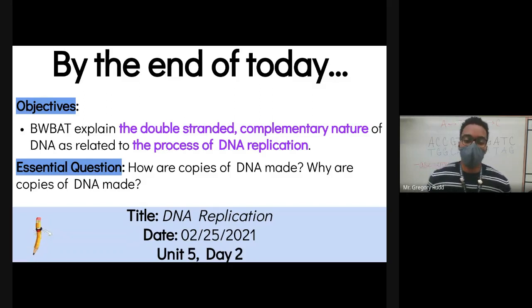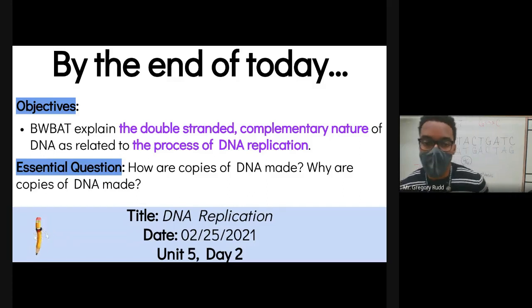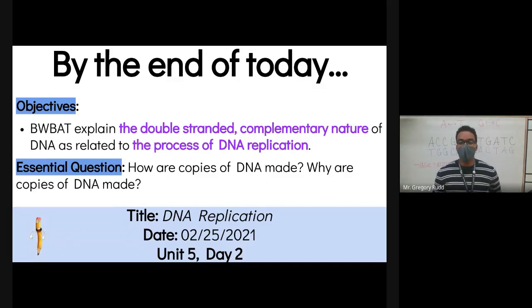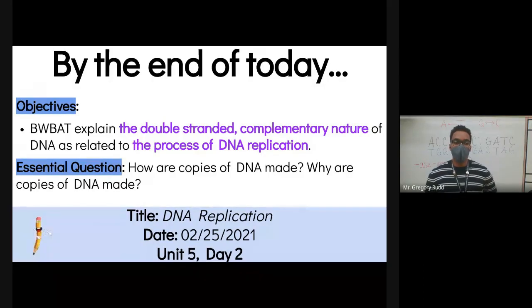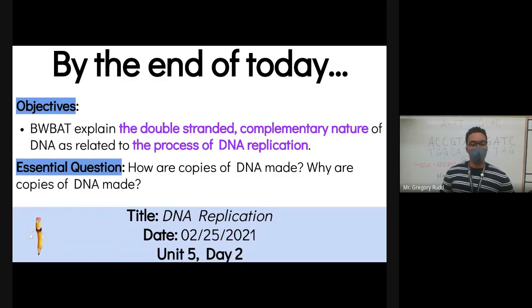Okay, so the title of today's lesson is DNA Replication. Today's February 25th, 2021, and it is the second day of our fifth unit. The objective today is to explain the double-stranded complementary nature of DNA as related to the process of DNA replication. And then the essential question: how are copies of DNA made?